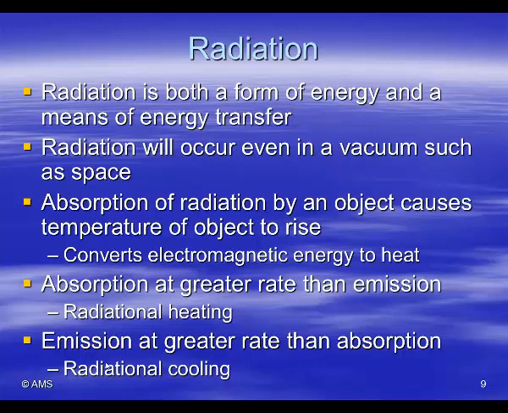So when we absorb this radiant heat, it causes the temperature of the object to rise. If an object absorbs radiation, its temperature rises, so it converts that electromagnetic energy to heat. If absorption is greater than emission, then we have radiational heating. If emission is greater than absorption, we have radiational cooling.